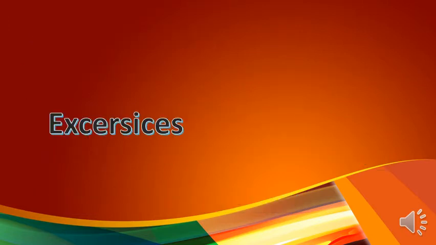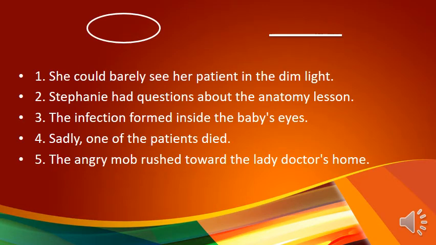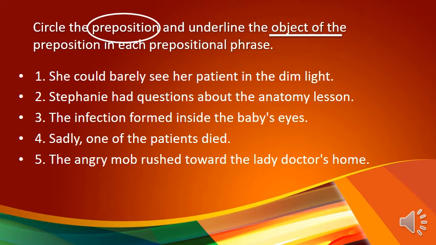So let's look at the exercises in your book. This is the page of this lesson. The directions are: circle the preposition and underline the object of preposition in each prepositional phrase. So the first one: she could barely see her patient in the dim light. First of all, which word here is the preposition? To circle it, in is the preposition, and the prepositional phrase is in the dim light.